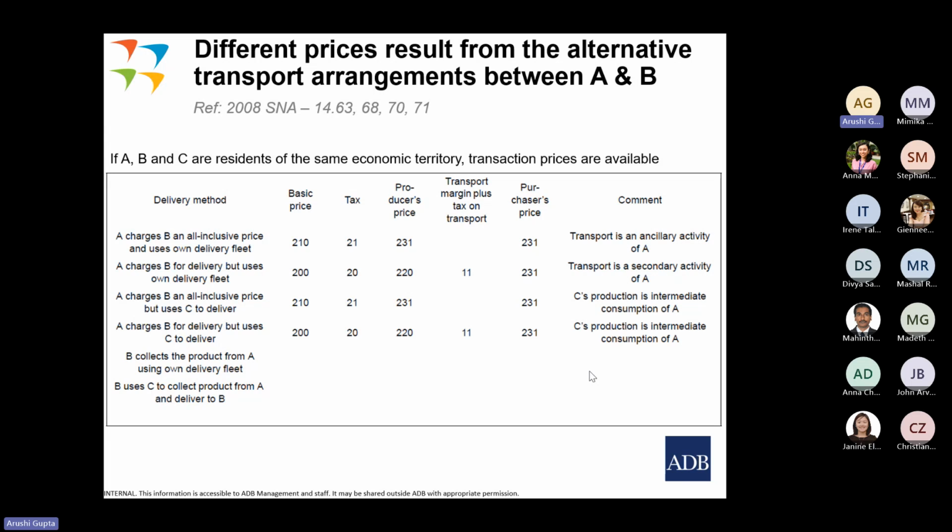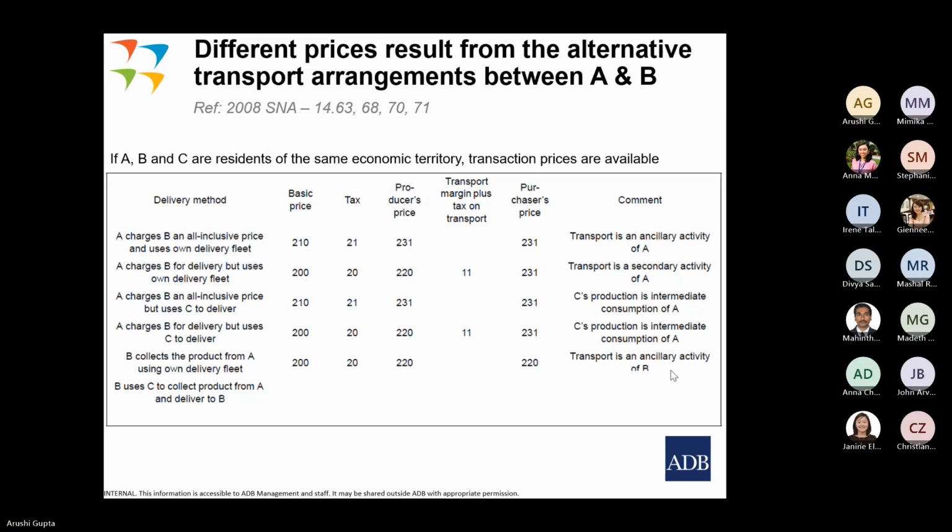The fourth case is similar to the second case, where delivery is assigned to C and B is charged separately. Again, the basic price would be 200. The tax on production would be 20. Transport and tax on transport would amount to 11, which would make the purchaser's price to total up to 231, same as all the three cases above. Again, in this example, C's production, that is the delivery services that C is providing, are treated as A's intermediate consumption.